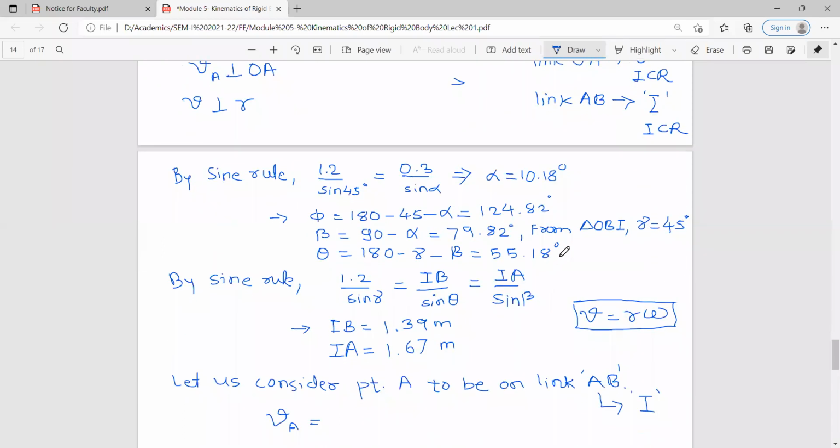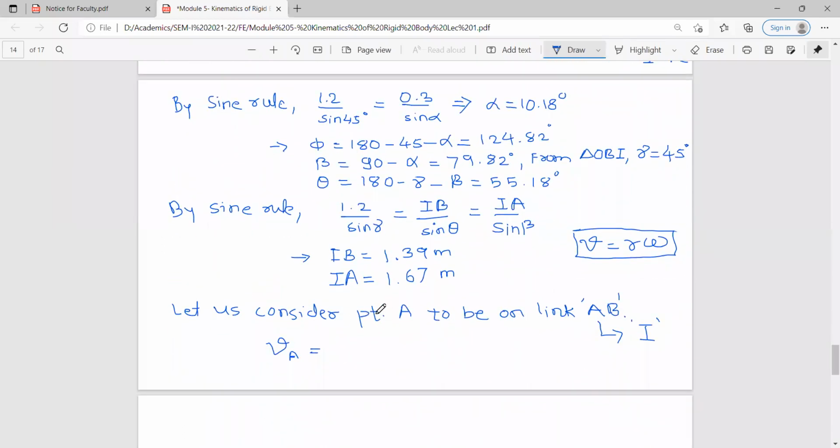Okay, but we have clearly mentioned that we are considering point A to be on link AB. So which ICR will be applicable? I. I is the ICR for link AB. So I will find out the distance of point A from center of rotation, that is IA, multiplied by angular velocity. Angular velocity of which link?